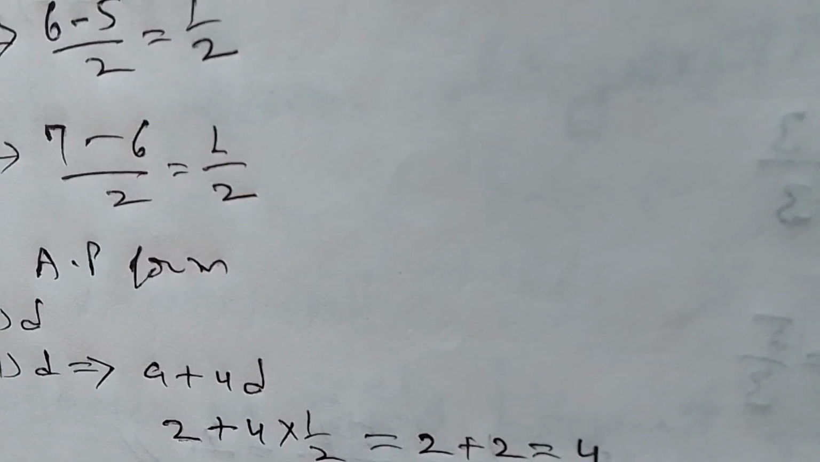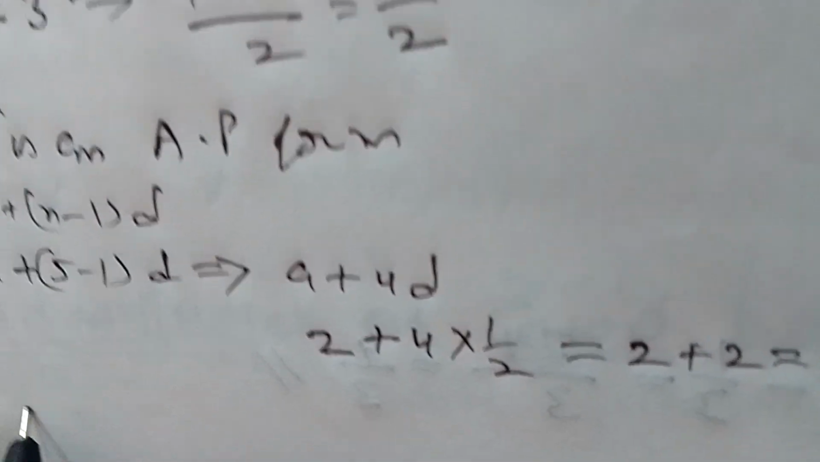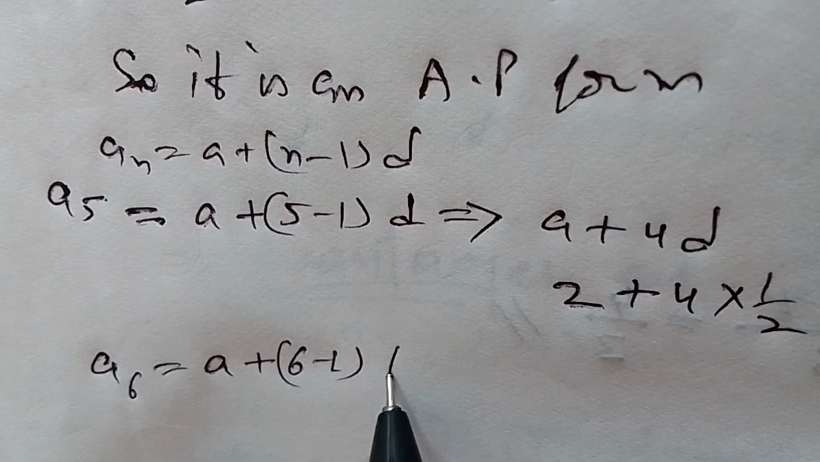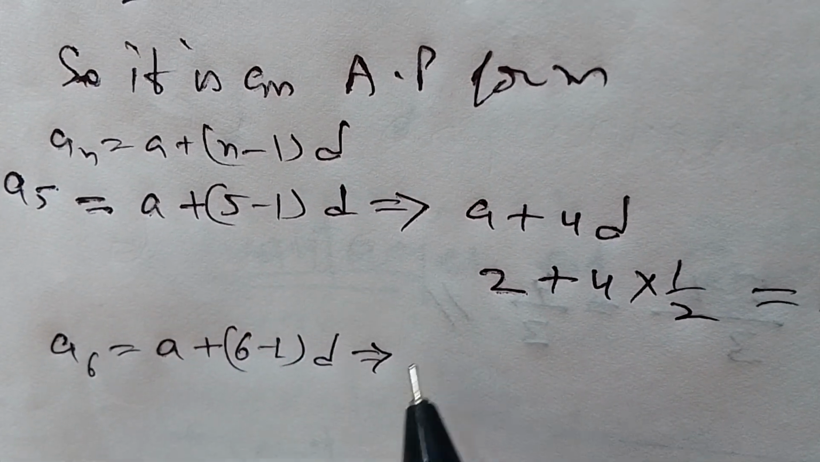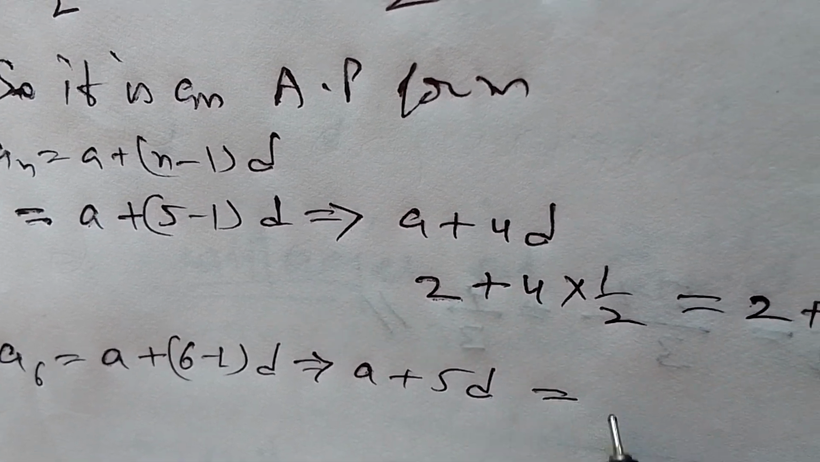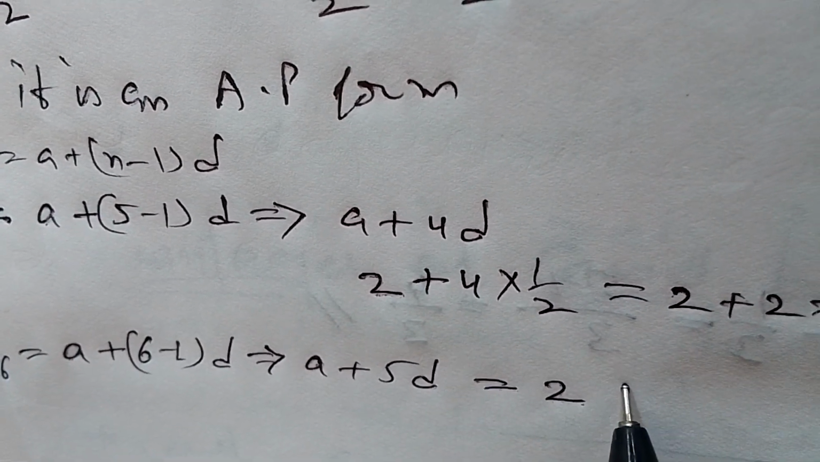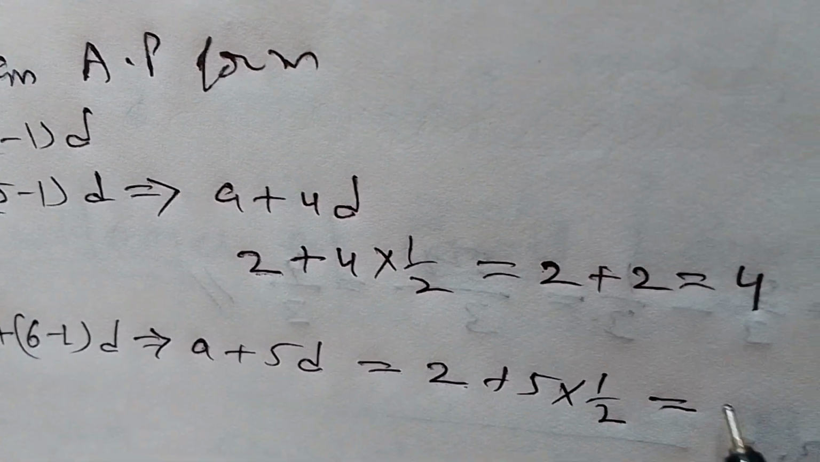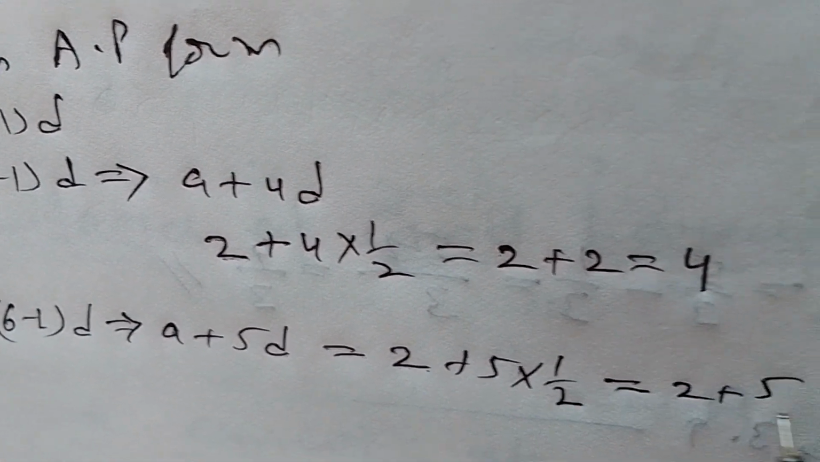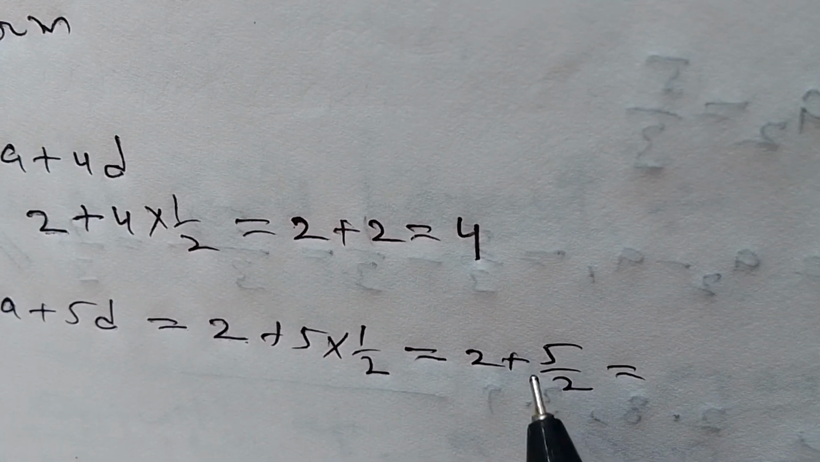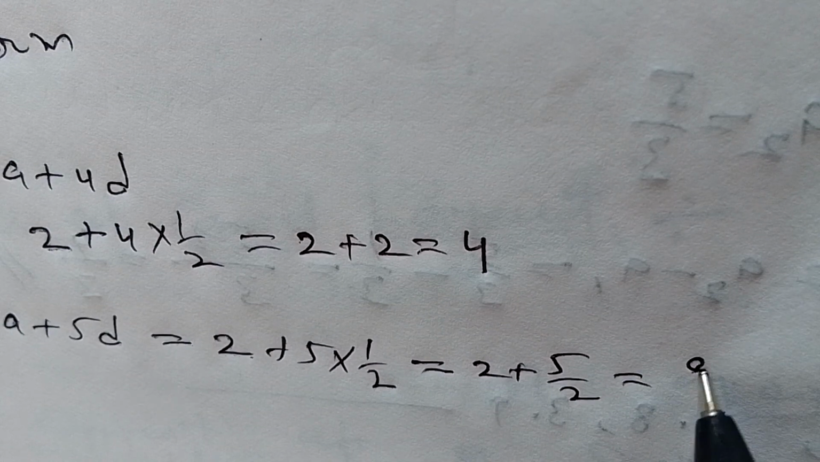Now A6 comes out to be a plus (6 minus 1) d, or we can say a plus 5d. So a is 2 plus 5 multiplied by half, that comes out to be 2 plus 5 by 2. It comes out to 2 twos are 4, 4 plus 5 is 9 by 2.